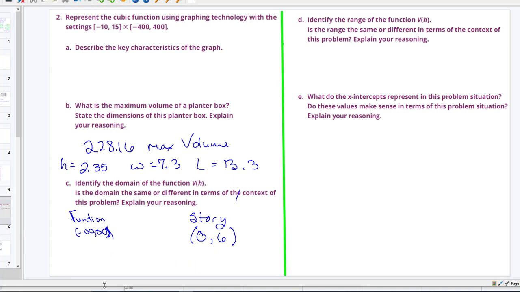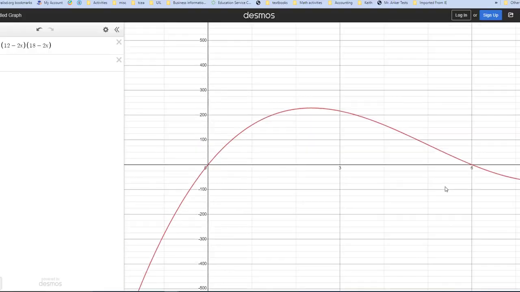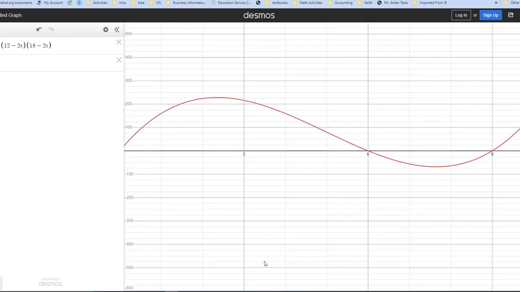And so remember that our domain is all the x values that would work. And for our story, that domain is from 0 to 6. As you notice, there was a time where the graph went back up. I didn't include those values, even though it's a positive volume, because they are starting to become repeats of some of the ones that we previously had.